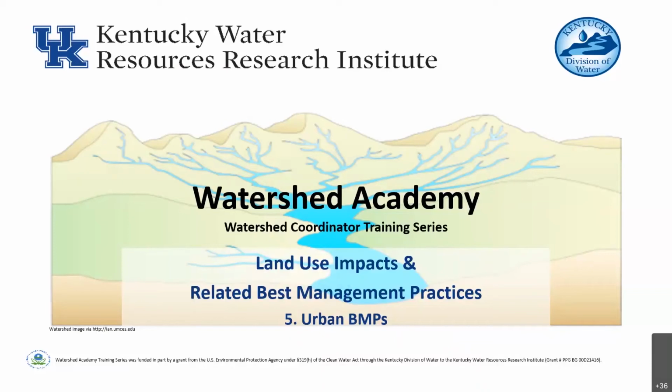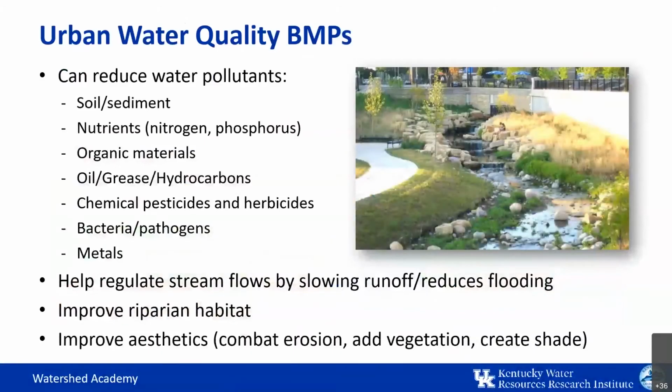Let's jump right into the urban landscape and learn about water quality concerns and ways that we can address them. So various water quality BMPs can be designed to reduce these water pollutants listed on the slide. Soil and sediment runoff, nutrients, again, primarily nitrogen and phosphorus is what we're concerned with. Various organic materials, including leaves in the fall, oil, grease, and hydrocarbons, chemical pesticides and herbicides, bacteria and pathogens from sewage and other animal waste, and metals.